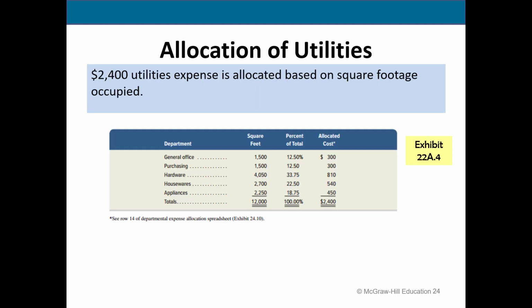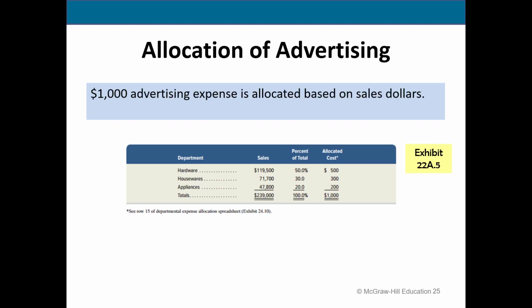Utilities is allocated based on square footage. So you can see a total of 12,000 square feet, get the percent of the total, and then that percent of the total multiplied by 2,400. Advertising is allocated based on sales dollars. And remember, this is allocated only to the operating departments. So we add the three sales to get 239,000, get the percent of each, and multiply by 1,000.